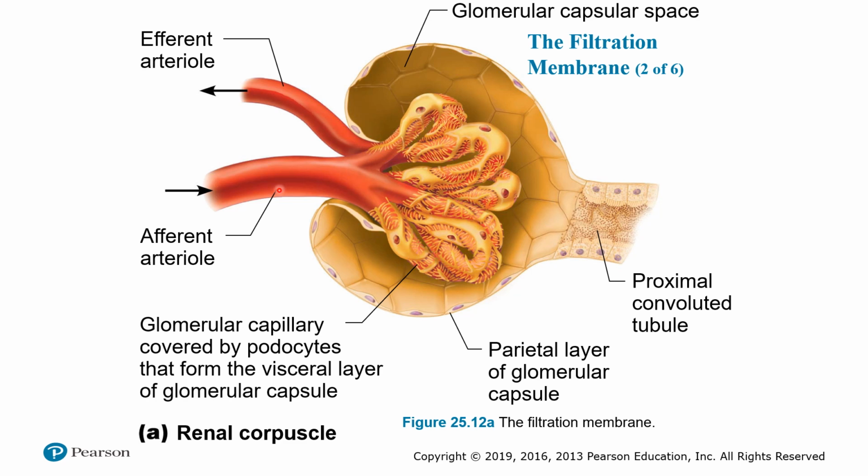Now let's look at this diagram. This is the afferent arteriole with the wider diameter, and these are the glomerular capillaries, and this is the efferent arteriole. It is smaller in diameter compared to the afferent arteriole. So these capillaries are lined by the visceral layer of the capsule. The visceral layer of the capsule has specialized cells which are known as podocytes.